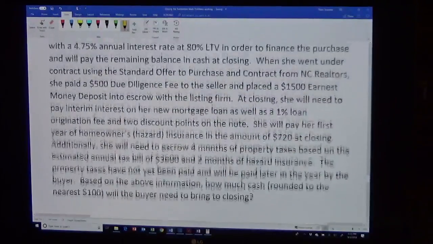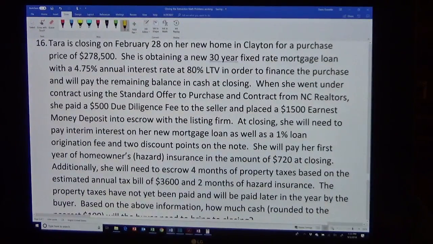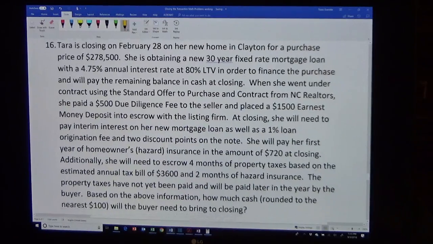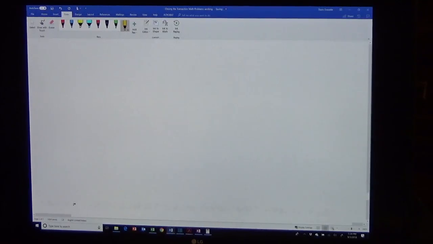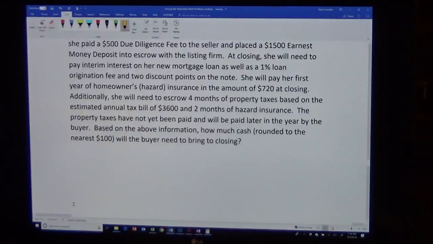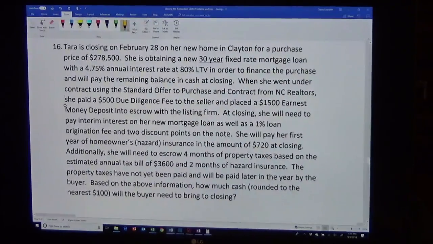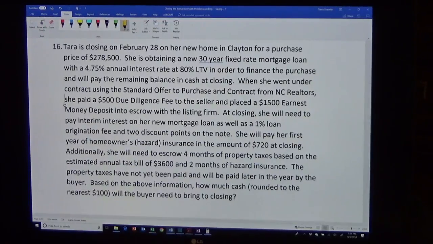Number 16 is pretty much a full-on closing statement. So I'm going to kind of zoom this down so we can see it all at one time. And then I'm going to go and make myself plenty of room here so that I can work. Alright, so the first thing I'm going to do is make myself like a little list of bullet points. And I see that it's a full, when you see something this long, just kind of scan through and then find the question. Well, the question's all the way here at the end. How much cash, rounded to the nearest $100, will the buyer need to bring to closing? Okay? How much cash does the buyer need to bring to closing?